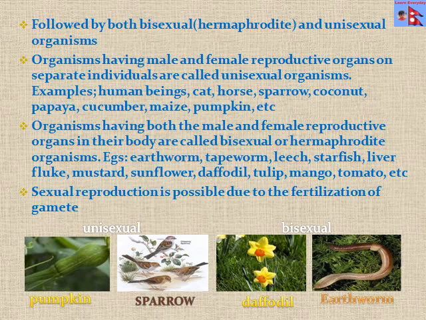etc. And yes, the organisms with both the male and female reproductive organs in the same body are said to be bisexual organisms or hermaphrodite. Some of the bisexual animals are earthworm, tapeworm, leech, starfish, etc. And there are some plants also like mustard, sunflower, daffodil, and a few more examples that you can see here, which belong to the bisexual organisms. Sexual reproduction is possible only due to the fusion of the male gamete and female gamete. So that means sexual reproduction requires the fertilization of the gamete.